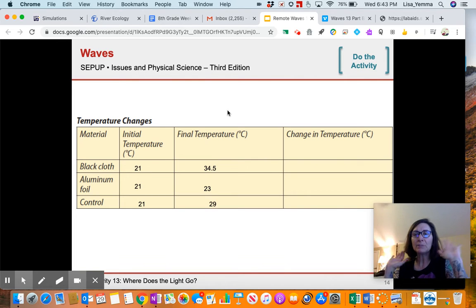That's rare, especially if we were in our science classroom. That probably wouldn't be the case. So we want to calculate the final changes of temperature for each of the conditions. Go ahead and do that and write that into your science notebook.